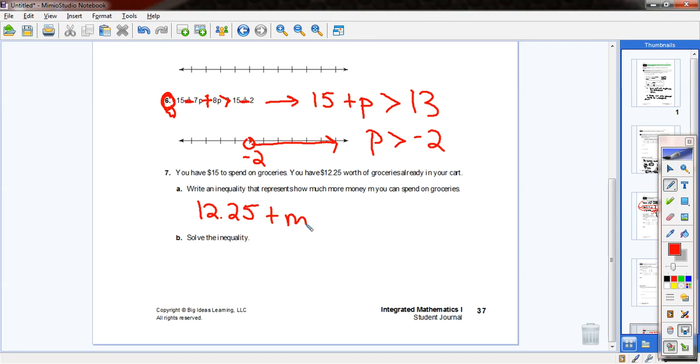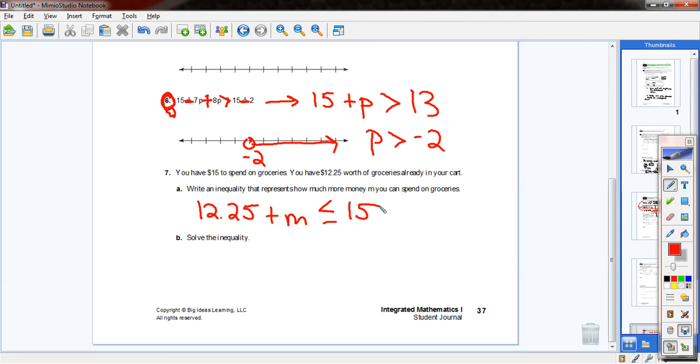15. Okay, so I want the $12.25 that's in the cart plus the amount more that I can spend. I want that total amount to be equal to 15 or less than that. I want what I've spent plus whatever else I'm going to buy to be less than or equal to the amount of money I have in this case of what? $15.